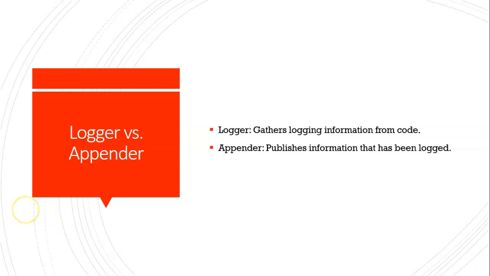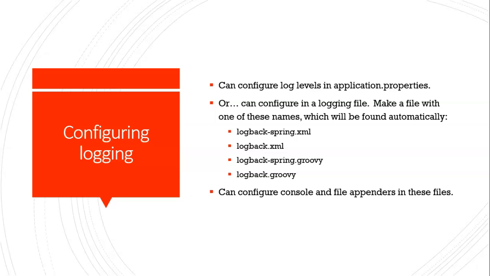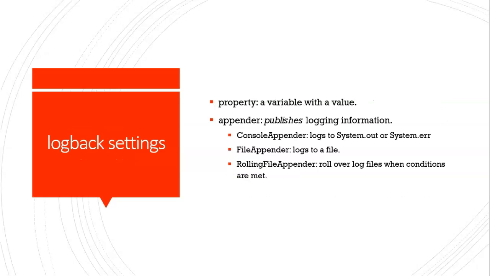So, logger versus appender. In Spring Boot, we can configure our logging with one of these file names that I have listed here: logback-spring.xml, logback.xml, logback-spring.groovy, logback.groovy, and so on and so forth. What happens is Spring Boot looks for a file with this name on the class path, and if it finds it, it uses that to understand where the logging information is.